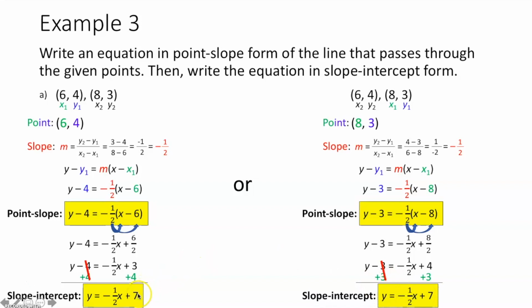Wait, look over here. Y is equal to negative 1/2 x plus 7. Oh my god, they're the same. I was trying to tell you that these 2 point slope forms are different, but they are the exact same line. So if I were to graph these on the coordinate plane, they would be the exact same line. And what proves that is the slope intercept form of each of these point slope forms is the exact same.